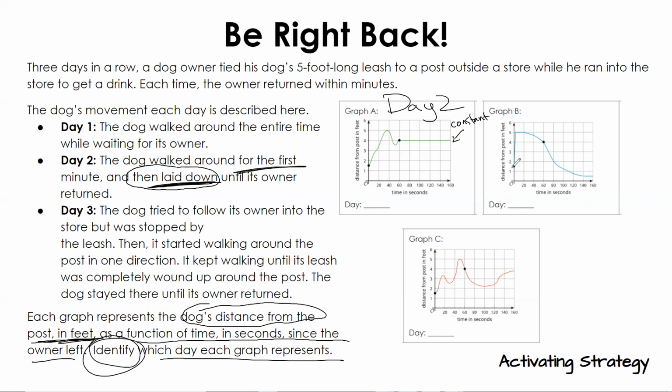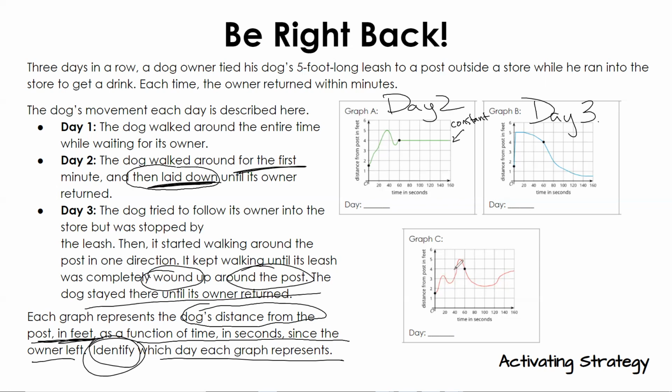What happened on graph B? He went super far away, and then he started getting closer and closer and closer back to the pole, right? So which one does that describe? Why day 3? That wrapped around the pole. And then have to stay. Exactly.